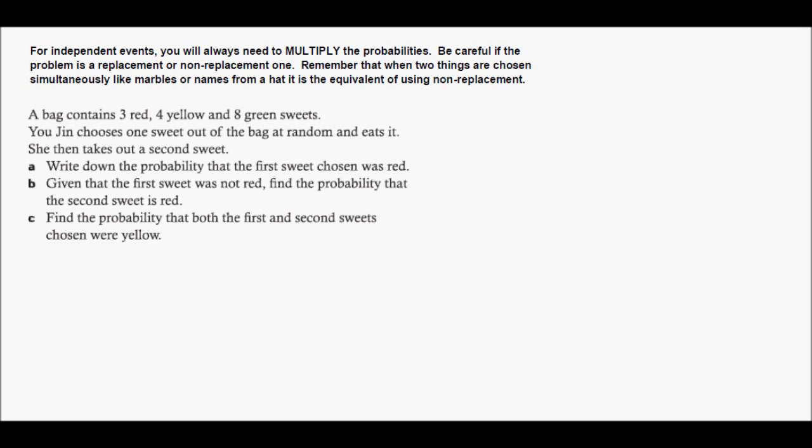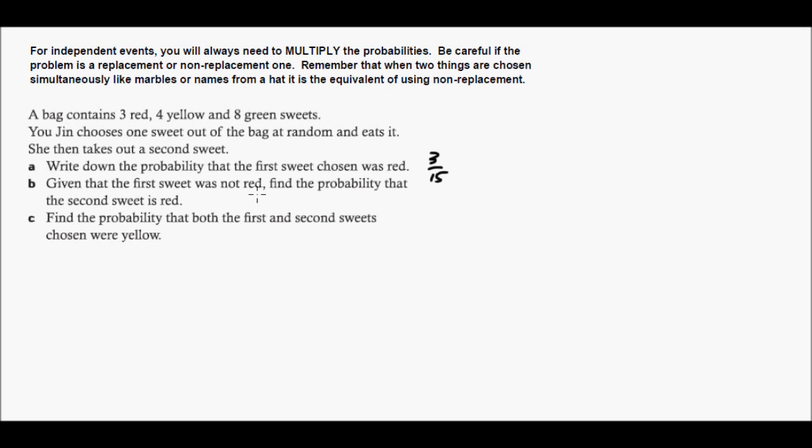A bag contains 3 red, 4 yellow, and 8 green sweets. Eugene chooses 1 sweet out of the bag at random and eats it. Then she takes out a second sweet. Write down the probability that the first sweet chosen was red. Well, that's easy. There's 15, and that's 3 out of 15. That's no big deal. That's simple probability.